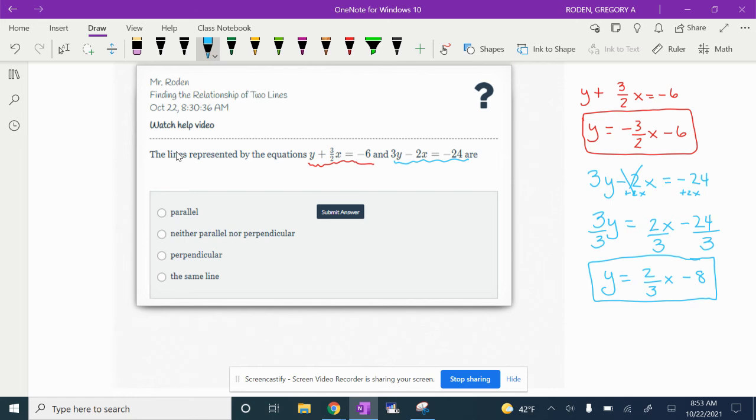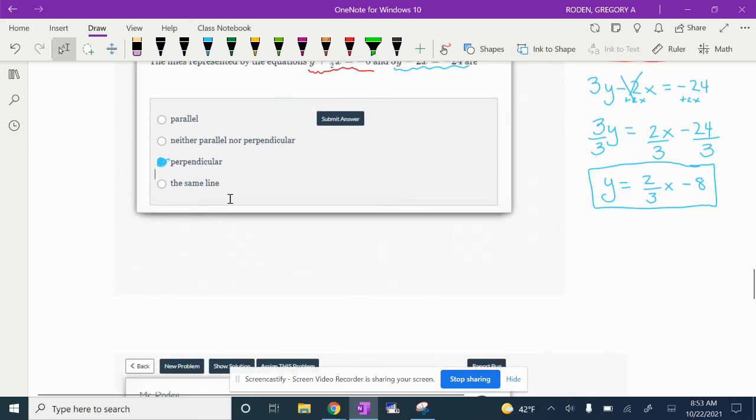But I do notice this one has a slope of -3/2 and this one has a slope of +2/3. So what do I notice about that? Yeah, those are opposite reciprocals of each other, or opposite inverses of each other, or a flip and a sign change is another way to look at it. So they are perpendicular, because that's our rule with perpendicular. Okay? All right, let's keep going here.